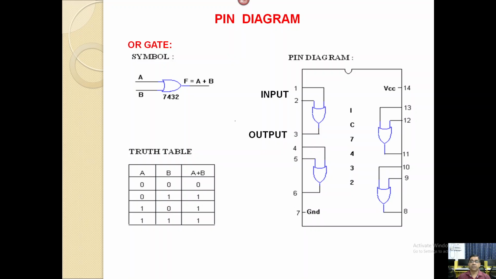So this is the gate level pin diagram of the IC. Pins 1 and 2 are the inputs, 3 is the output, 4 and 5 are the inputs, 6 is the output, 7 is ground, 8 is output, 9 and 10 are the input values, 11 is the output, 12 and 13 are inputs, and 14 is the VCC 5 volt in the diagram.